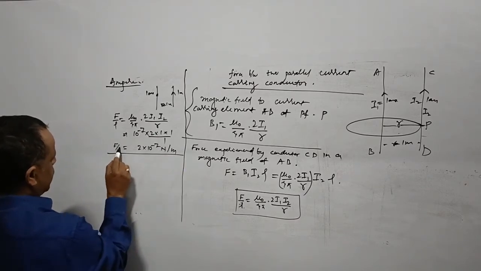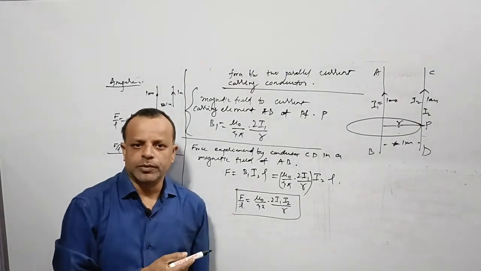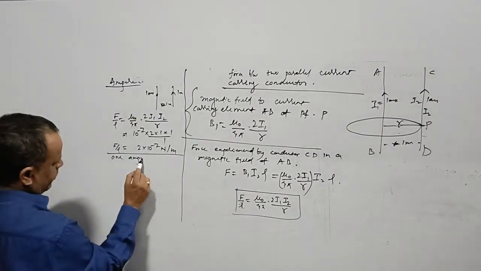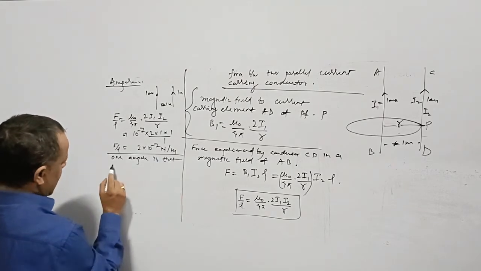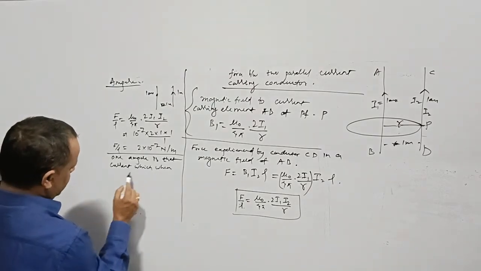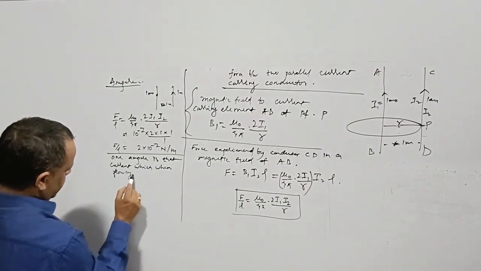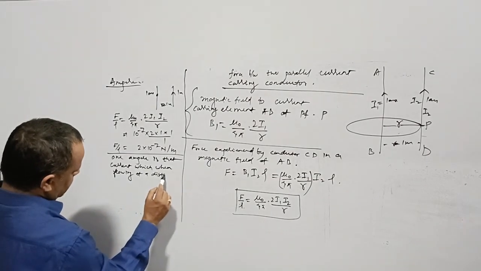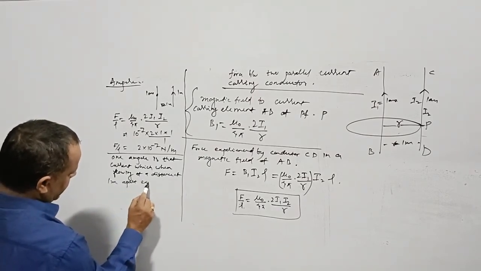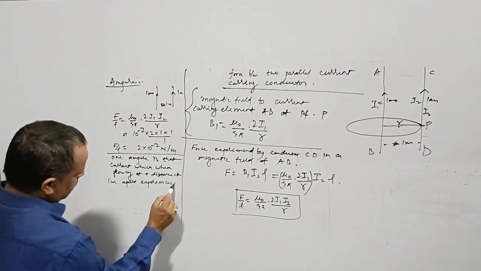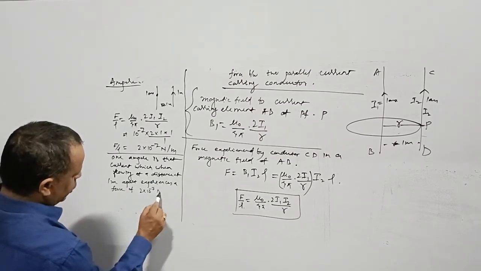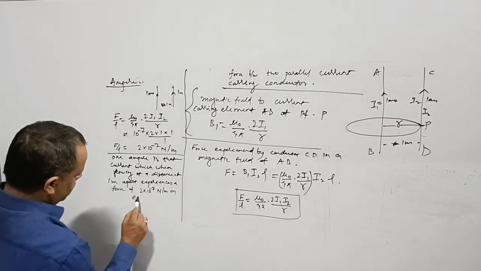This is the force acting per unit length. How do we define 1 ampere from this? We say that 1 ampere is that current which, when flowing in two conductors at a distance of 1 meter apart, experiences a force of 2 into 10 to the power minus 7 Newton per meter on each other.